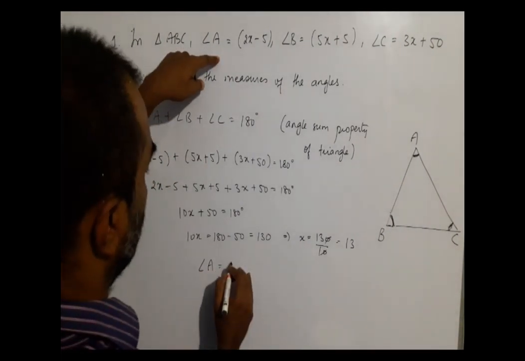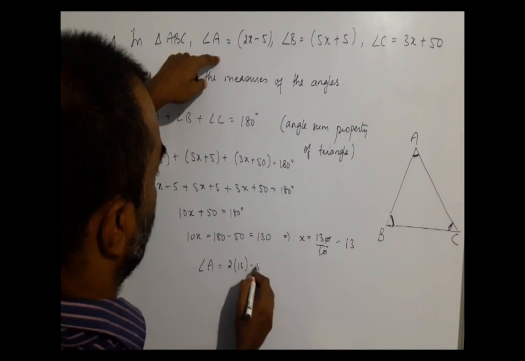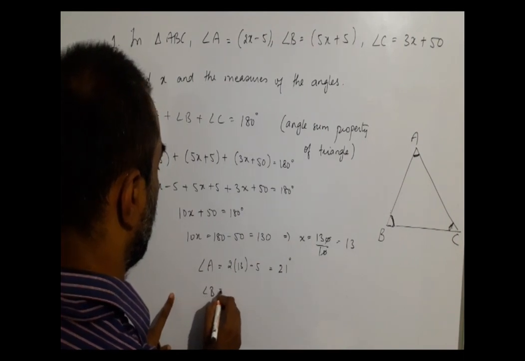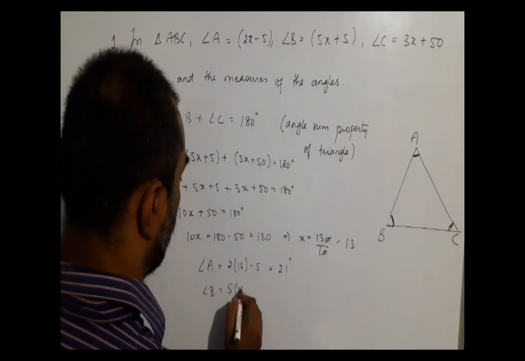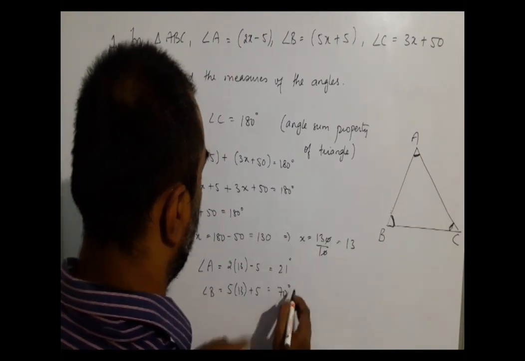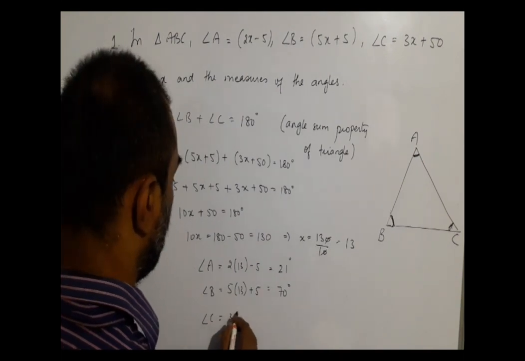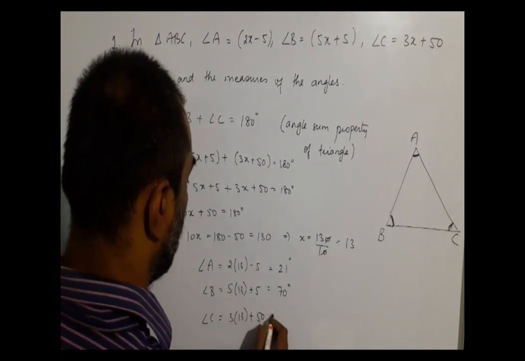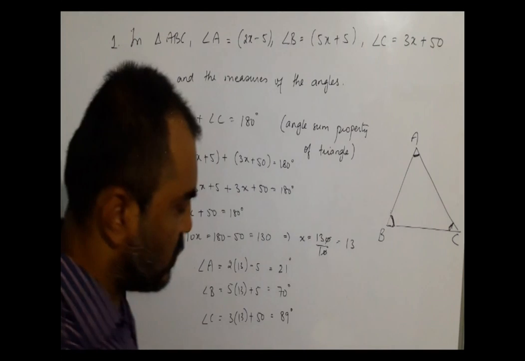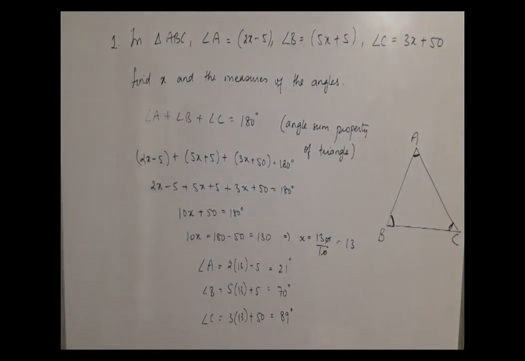So angle A is equal to what? 2x minus 5, so 2 into 13 minus 5. 2 13s are 26, minus 5, 21 degrees. Angle B equal to 5x plus 5. So 5 into 13 plus 5. 13 5s are 65. 65 plus 5, 70 degrees. And angle C equal to 3x plus 50. 13 3s are 39. 39 plus 50, 89. On adding all these three, you will get 180 degrees. So this is one sum based on the angle sum property. The sum of the angles of a triangle is equal to 180 degrees.